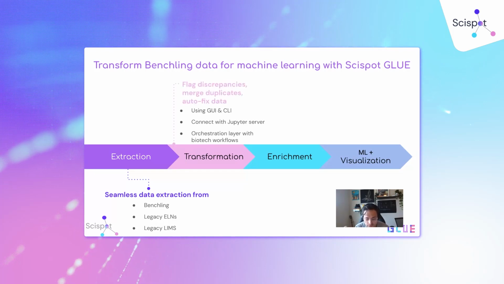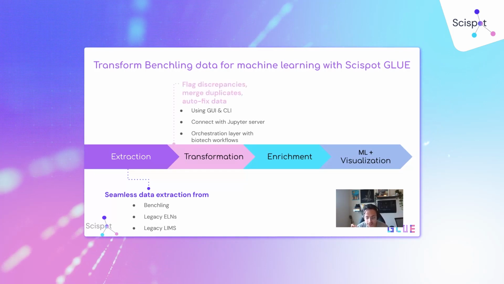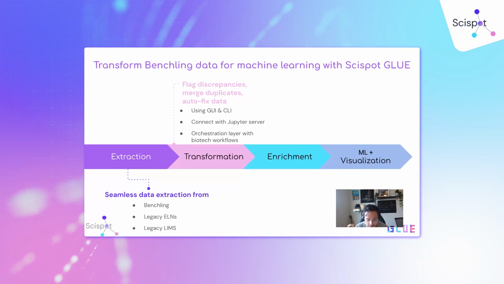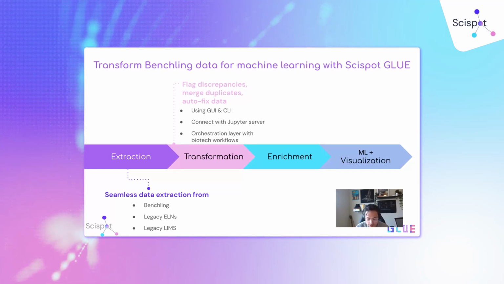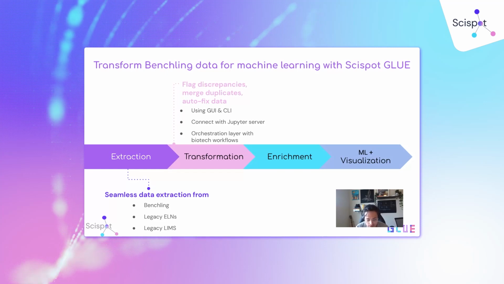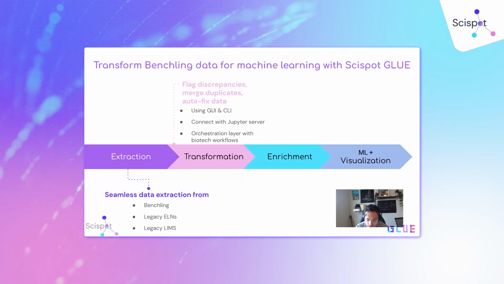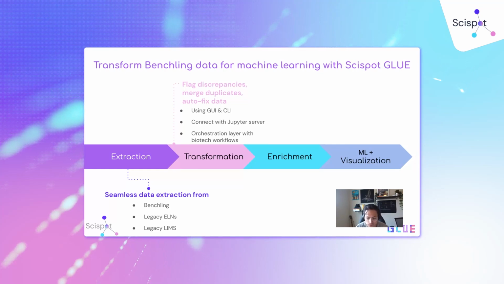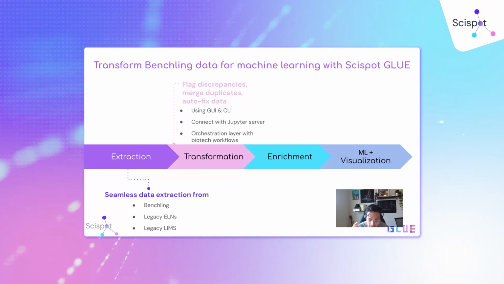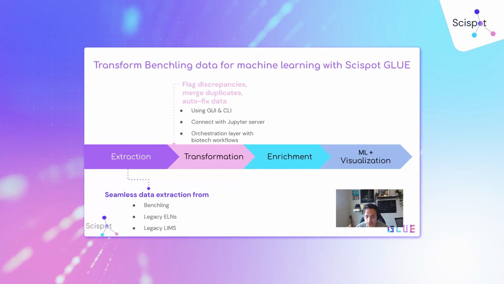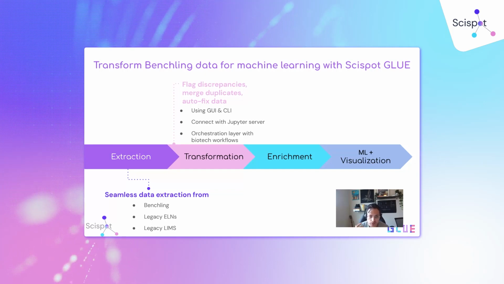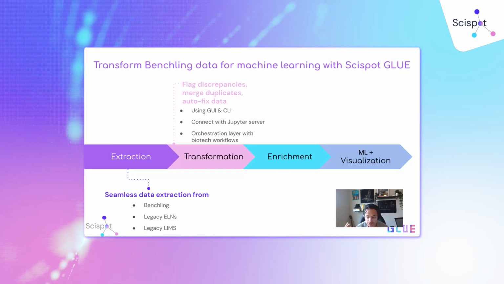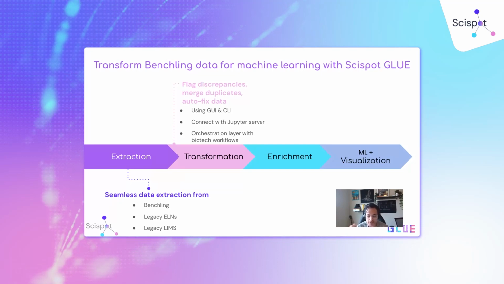The biggest pain that we've heard though is the transformation layer, because this is where there's a lot of DevOps work that goes into it. There's a lot of plumbing that needs to be done. For example, if I want to figure out the outliers in my results, if I want to compare different runs that I've had, how do I do that? So that's where Scispot Glue's orchestration layer really helps, which really understands what your biotech workflows are.